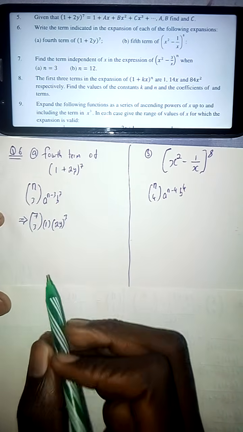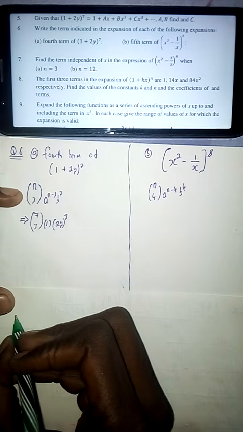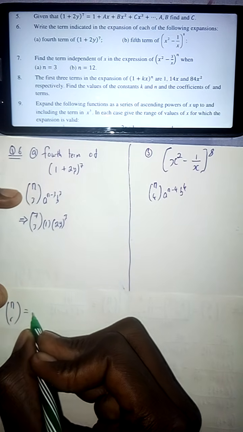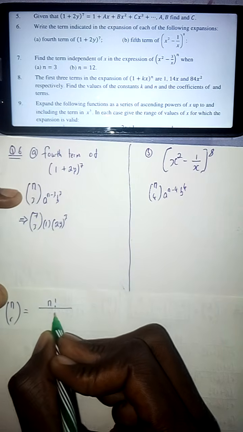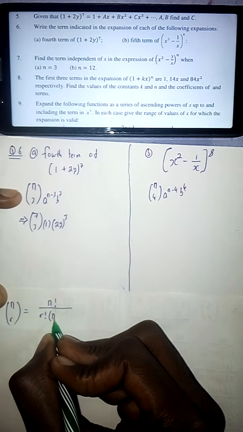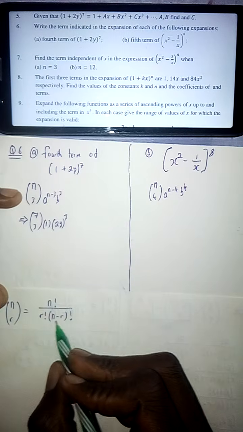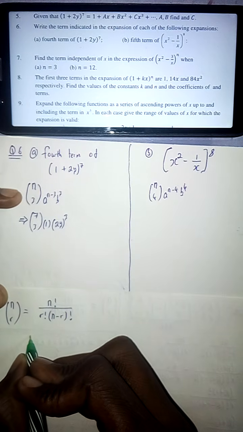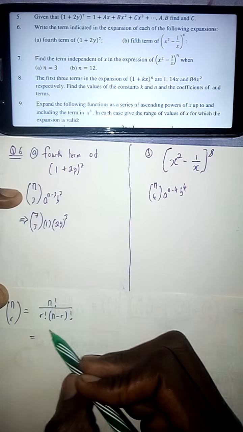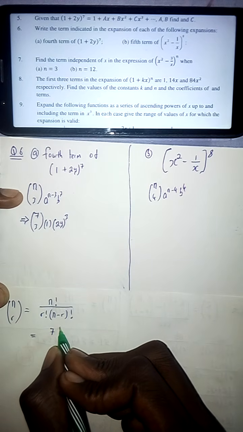Now you need to find this part. How do we find this part? Well, this part is the same as this, which is equal to n factorial over r factorial, then n minus r factorial. So what is our n? For this type of problem, our n is the one on top. So that's 7 factorial.